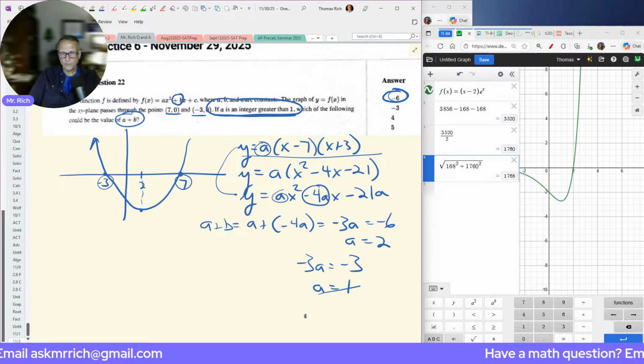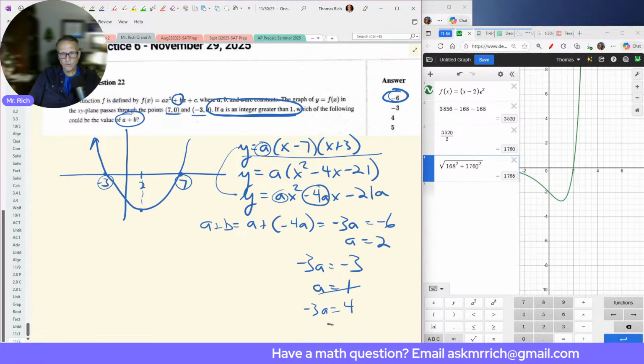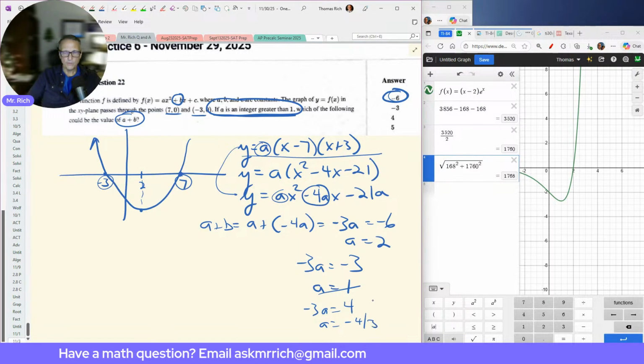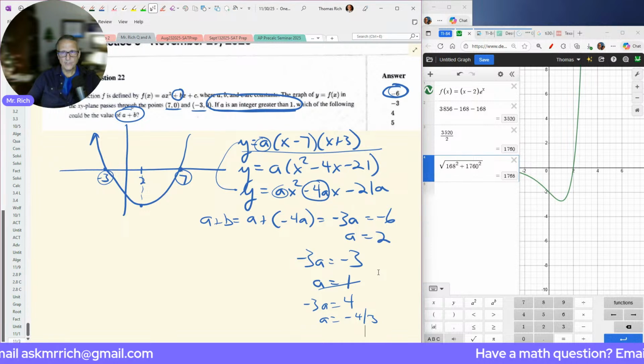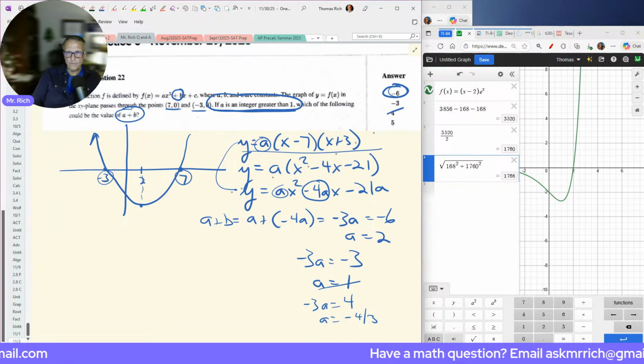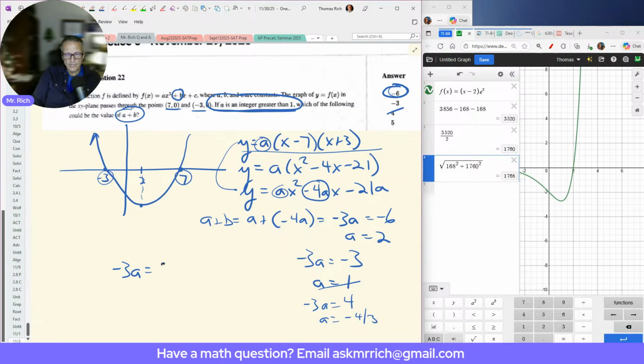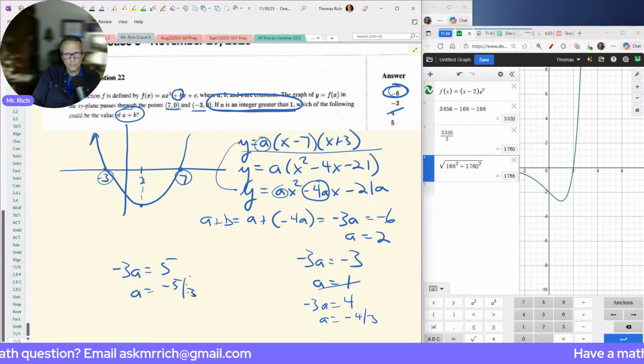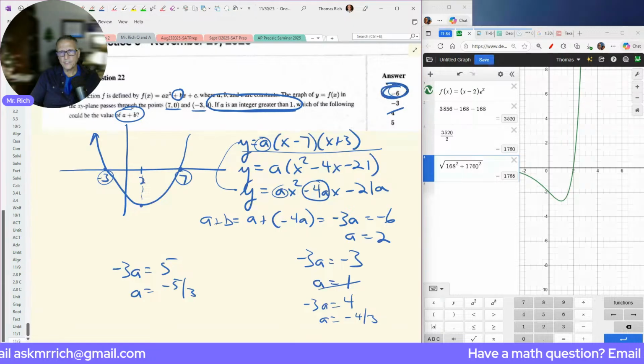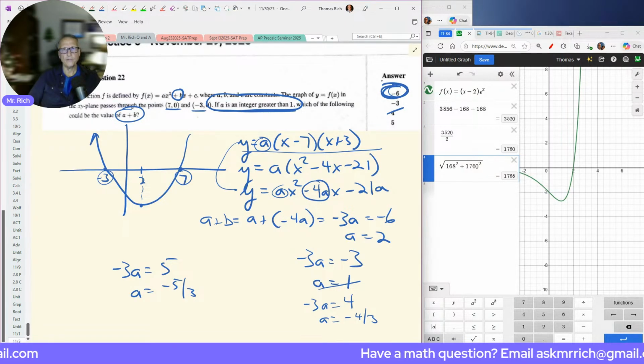Could it be equal to 4? Could negative 3a be equal to 4? No, because it gives me negative 4/3. So it's neither an integer nor positive or greater than 1. So that's no good. And in a similar fashion, 5's not going to work. So if you take negative 3a and set it equal to 5, a would be a negative 5/3. So indeed, negative 6 is going to be my answer.